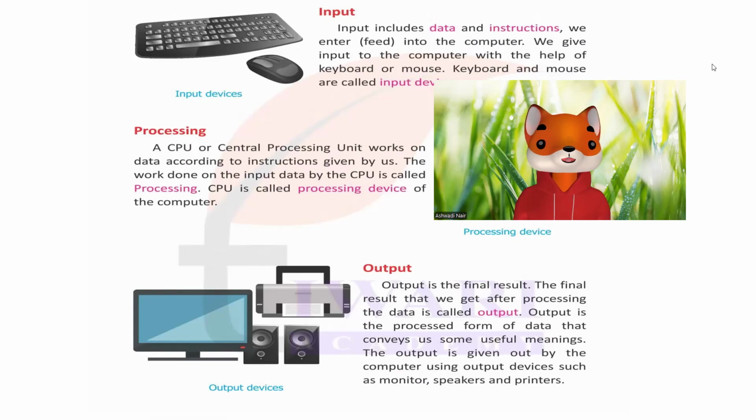So where will it show you? It will show you on the monitor. For example, if you're playing some music, it will come out on the speaker. With the use of a speaker, you can hear the voice. With the use of a printer, you can take the printout. Now, the last one is the output device.